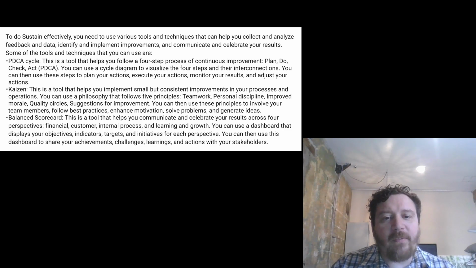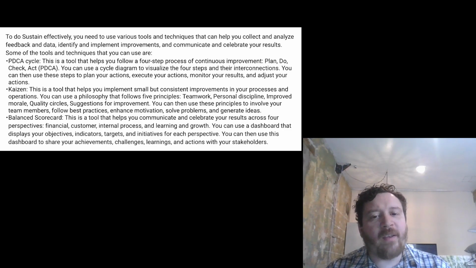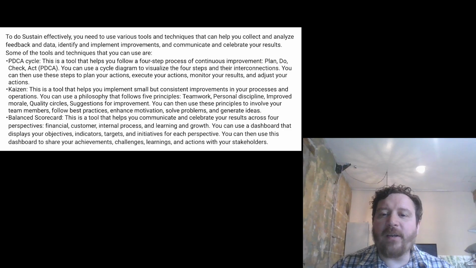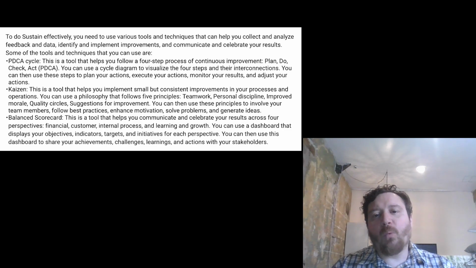These are just some of the examples of the tools and techniques that you can use to do Sustain effectively. There are many other tools and techniques that you can use depending on your needs and preferences. The important thing is to choose ones that are relevant and appropriate for your business situation. To help you understand how to use these tools and techniques, we'll show you an example of how we applied them to our own business.